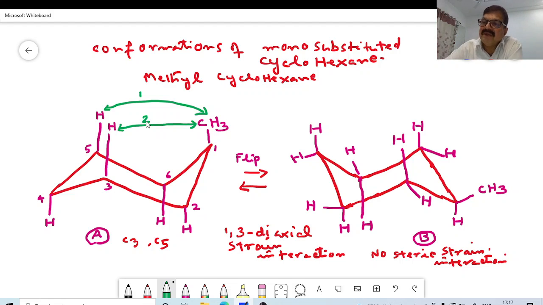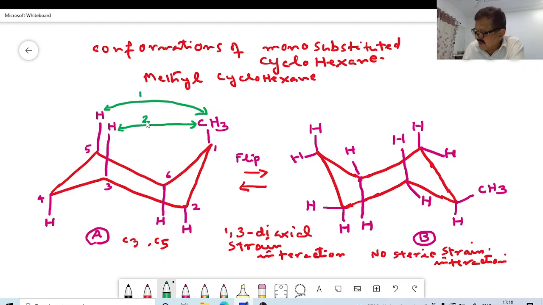Now, a conformation with a methyl group in the equatorial position will be more stable than a conformation with a methyl group in the axial position. So, a bulky group, something larger than hydrogen, will be more stable in an equatorial position than in an axial position. Larger axial substituents will create unfavorable 1,3 diaxial interactions.